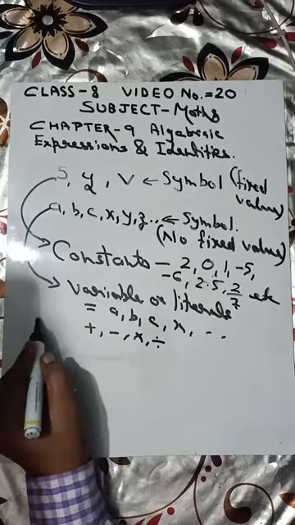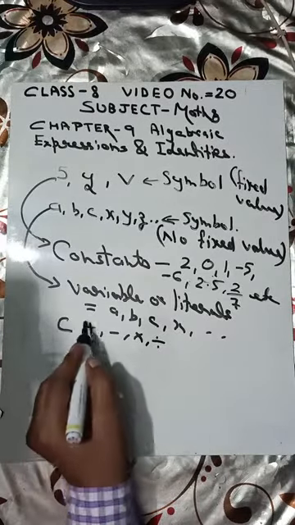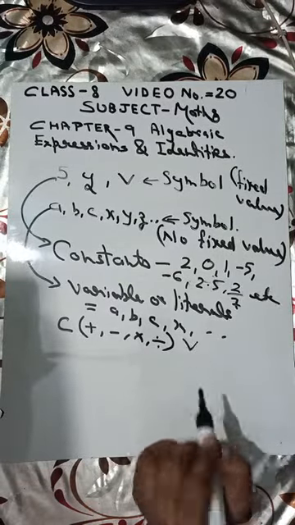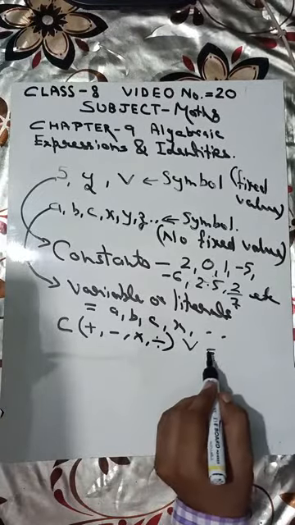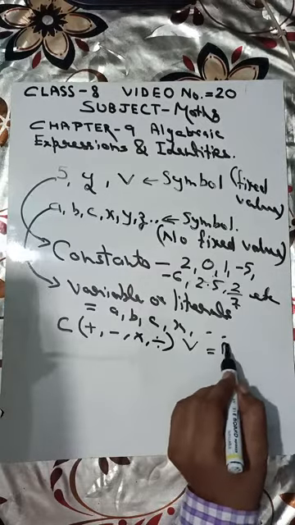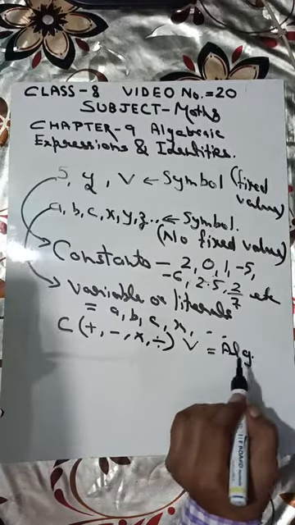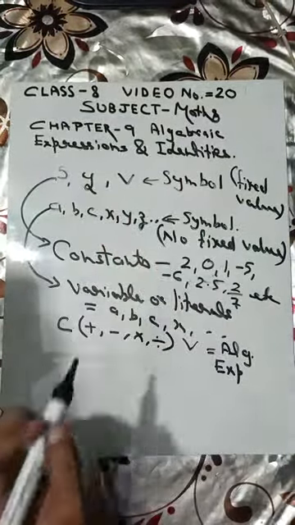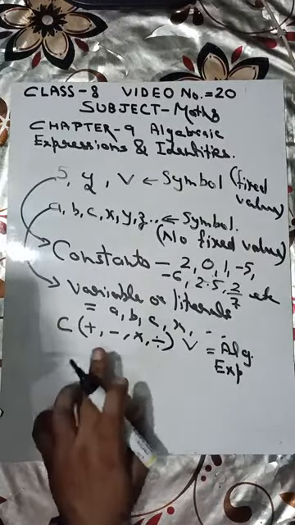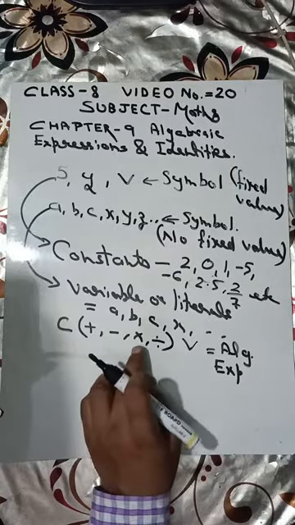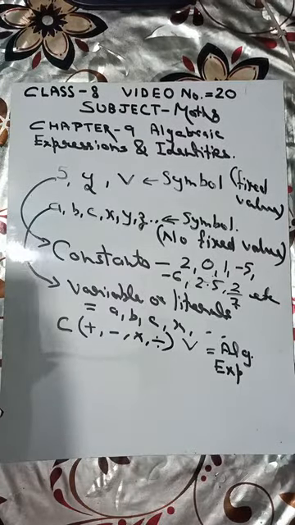So when constants are combined with these signs with variables, we get another thing, which is called an algebraic expression. I'm writing it in short, algebraic expression, which is given here as the topic, algebraic expressions. So a combination of constants and variables combined with plus, minus, multiplication and division signs is called an algebraic expression. I'm going to give you some examples of algebraic expressions.